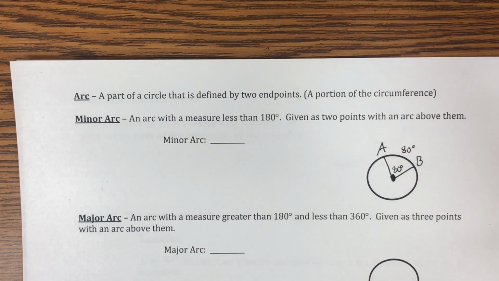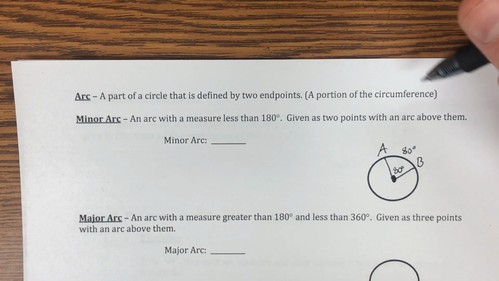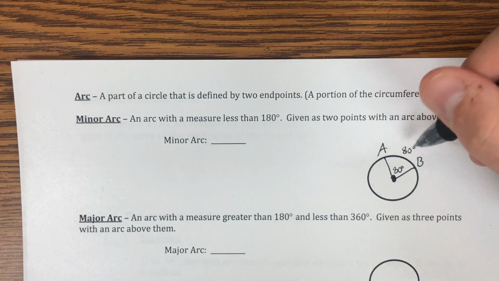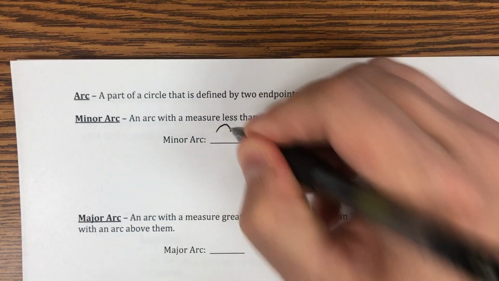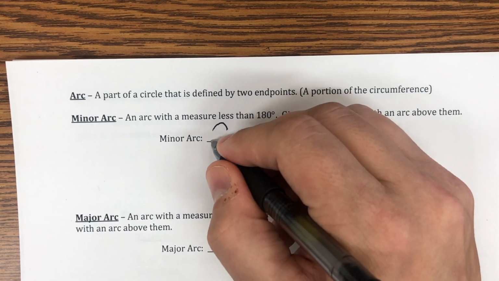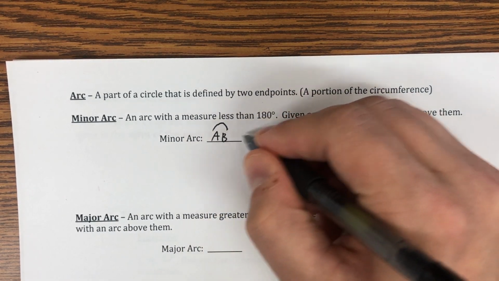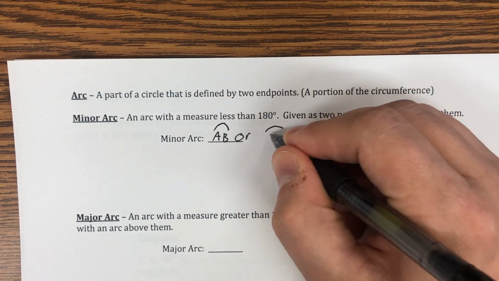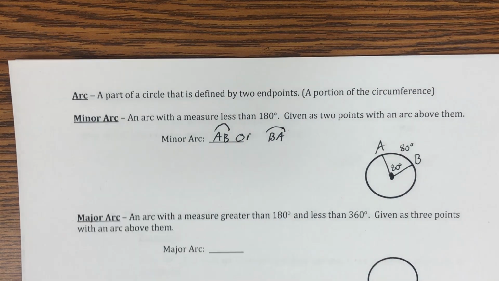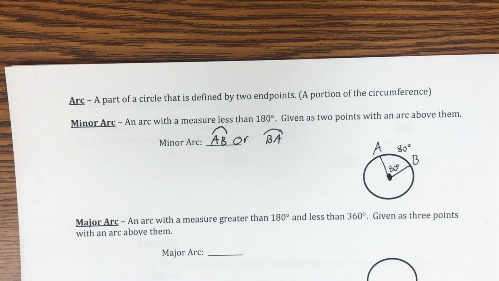A minor arc is less than 180 degrees. Okay, so less than 180. In this case, the minor arc, A to B, that's 80 degrees, so it is minor. The way I name an arc is I draw a little curved shape above it and then name the 2 endpoints, A and B. Or I could also call it arc BA. So you have to put that little arc symbol above it to indicate that it's an arc. Otherwise, we'd think it was a segment. A major arc.